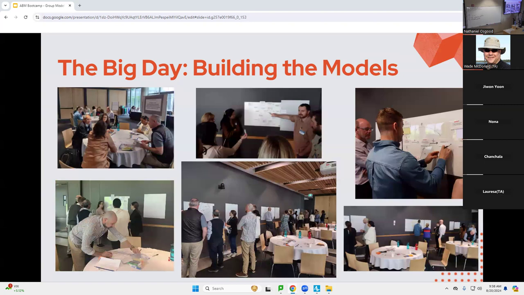Okay, so then we built the models. We had three groups working in tandem. You can see all of our fun resources, right? These are those fun post-it notes and dry erase markers. We had some of the variables all printed out already on cue cards so that we didn't have to worry about people having to write everything out. We had extra paper. We had all the fun things. We had markers.